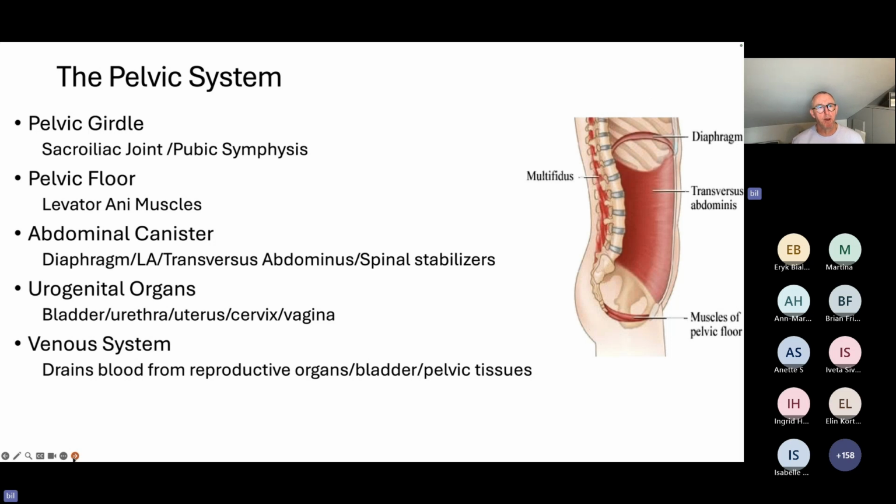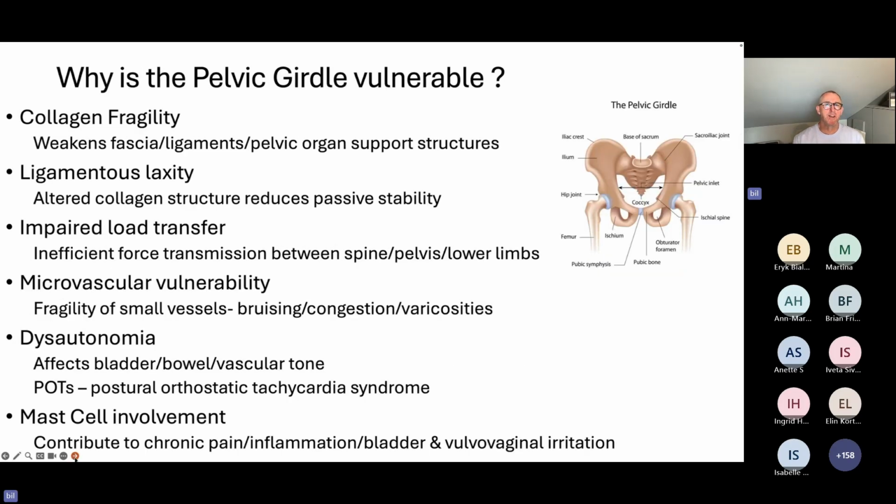But we have to look at the pelvic girdle, the sacroiliac joint, levator muscles. We're looking at the abdominal canister. We've got to consider diaphragm, transversus abdominis, levator, spinal stabilizers. They all work together. We need to think about urogenital organs, the bladder, the urethra, the uterus, the cervix, and the vagina. And then we need to think of the venous system that drains blood from reproductive organs, bladder, and pelvic tissues. And why is the pelvic girdle vulnerable?